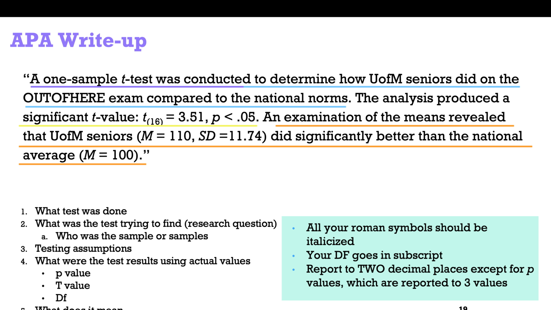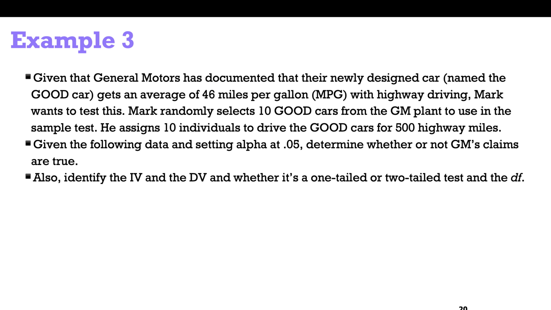There are some things to note. All of your Roman symbols, that's your M, your SD, your p, and your t, are going to be italicized. Your degrees of freedom normally goes in subscript, but y'all will not have to do that for our homework. And we're reporting all of our values to 2 decimals, except for p, which eventually will be reported to 3 decimals. Okay, so it's 0.51, 2 decimals there, 0.74, 2 decimals there. Okay? All right, our last example here.